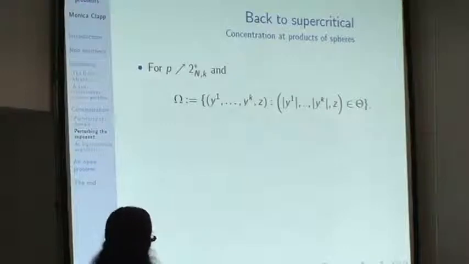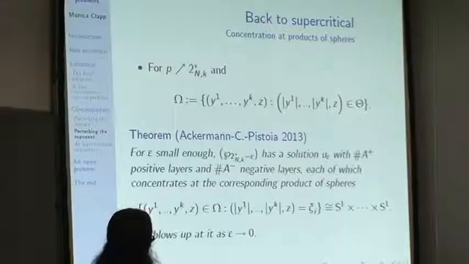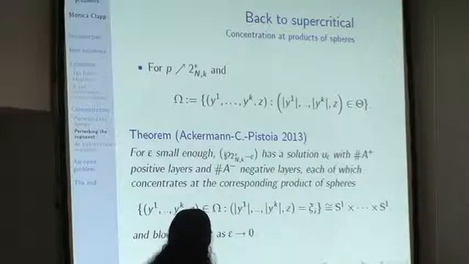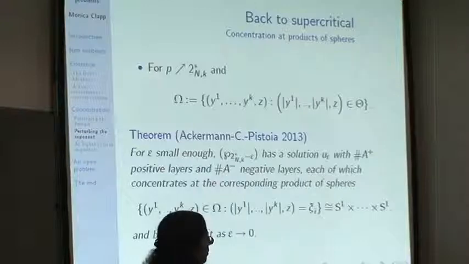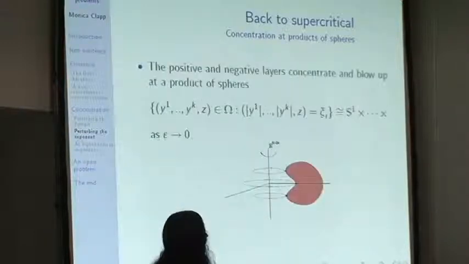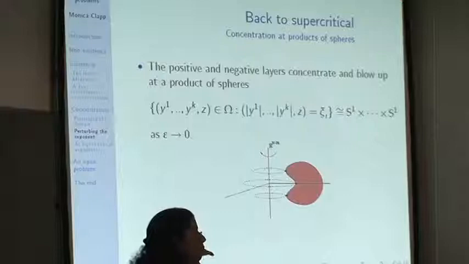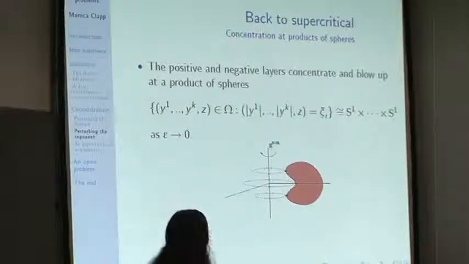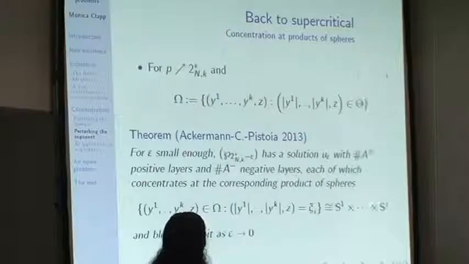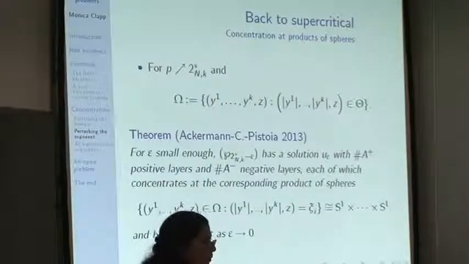If we go back to the supercritical situation, then we will obtain solutions which concentrate at tori. Okay? So let me put a picture. Here, every point, when you rotate it, generates a torus, and we will find a solution with positive layers concentrating at some tori, and negative layers concentrating at some other tori as epsilon goes to 0. So this is what this theorem is saying. Okay?